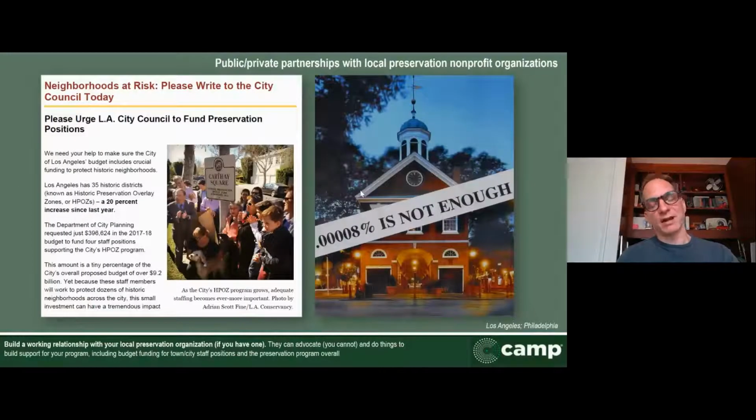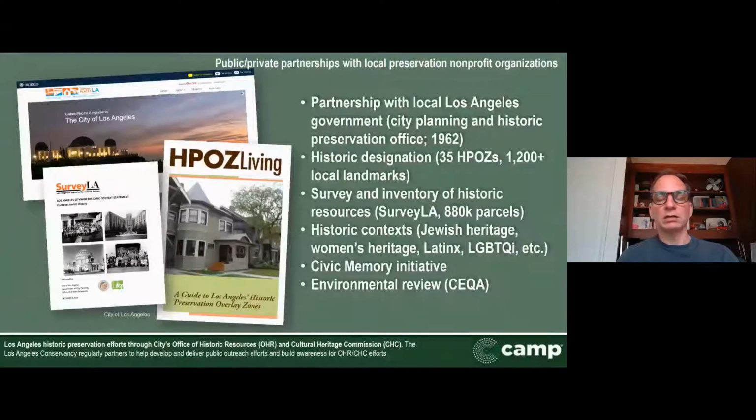And from the advocacy side, this is really where it's important in terms of things like budget or staffing. Two examples from Philadelphia and Los Angeles, where in both cases the city was cutting the budget for the preservation program. And you as commissioners can't be an advocate, but you can help inform the nonprofit and let them know what's going on so that the nonprofit can go into action and try to advocate to get the funding restored, or to increase the funding, whatever it might be. And that's really critical to support the work that you're doing in a local government.